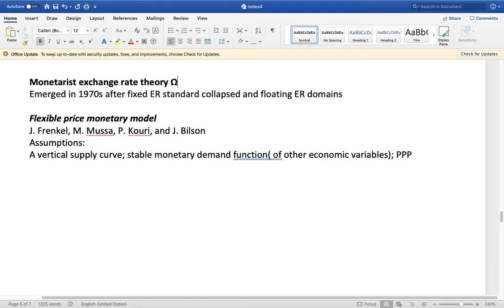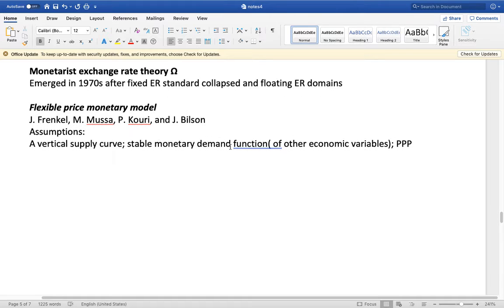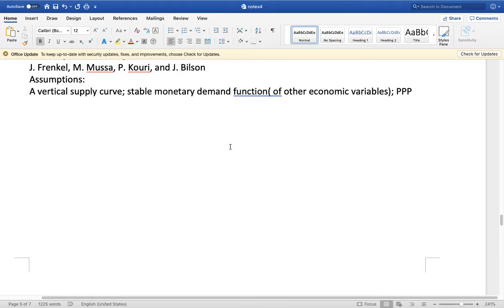The flexible price monetary model is the first model. That is the primary model of modern exchange rate theory. The scholars in this school include Frankel, Mussa, Currie, and Bilson. The exchange rate is the relative price of two countries' currency rather than the relative price of two countries' commodities.